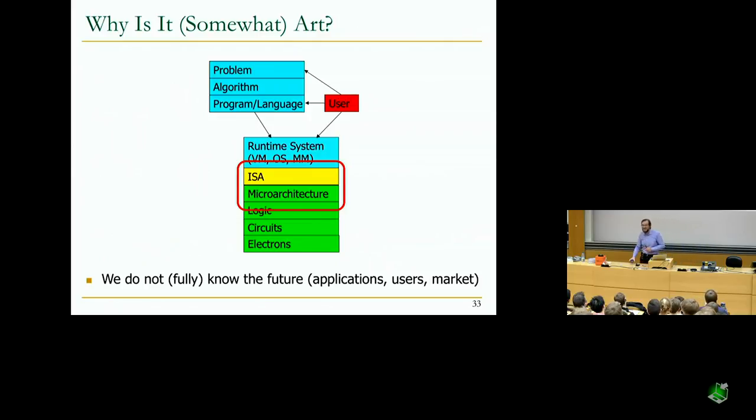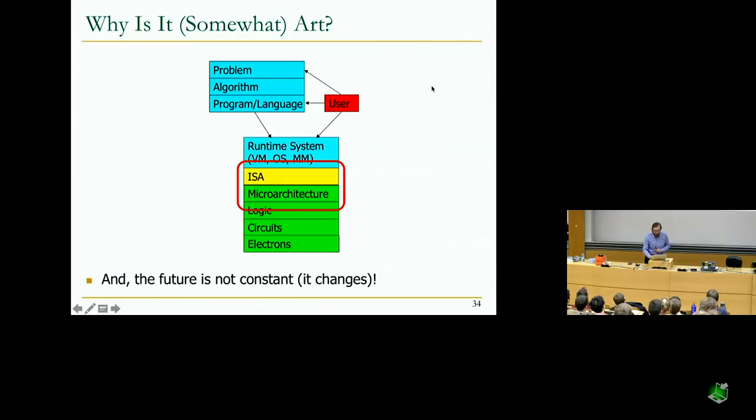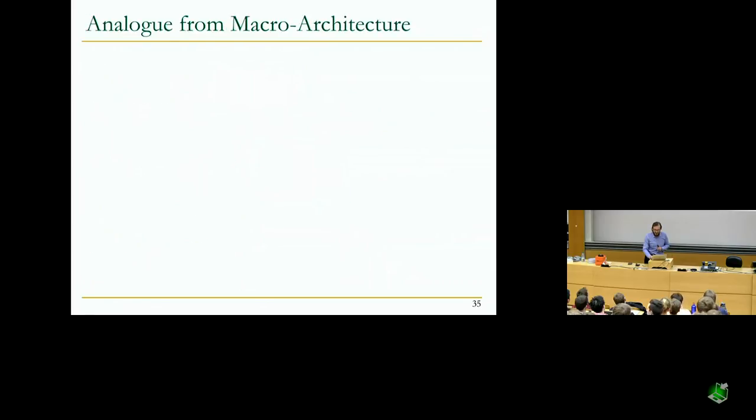And things are changing, right? So basically, we do not know. And we're designing stuff for things that are going to be used well into the future, right? So there are new demands, new problems, new algorithms that are running on these things. There are new issues and capabilities that are happening at the bottom. Things are changing, basically. People are changing. Like, we have all these social networks today that are very different. The way people use these devices changes. And the future is also not constant. It also changes, right?